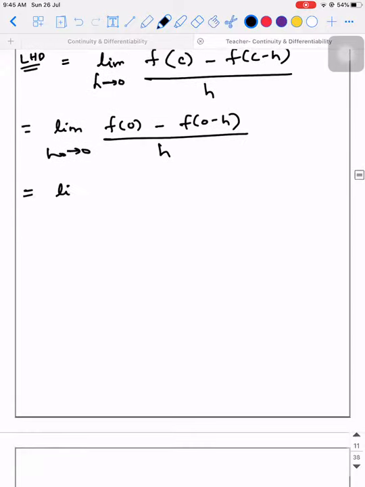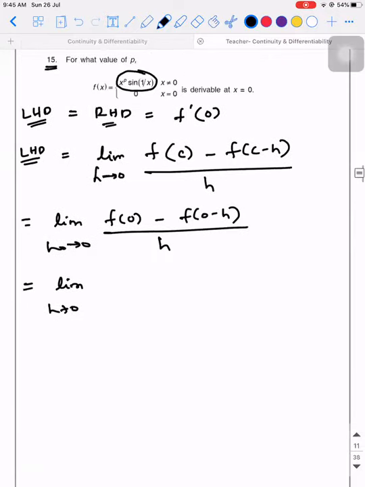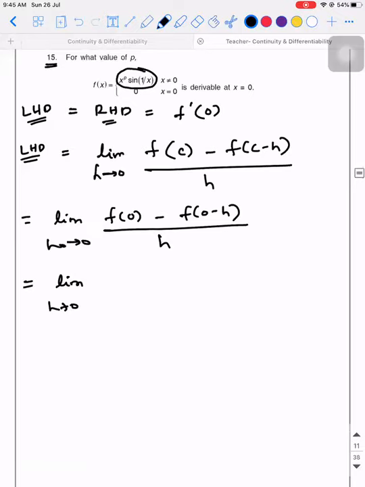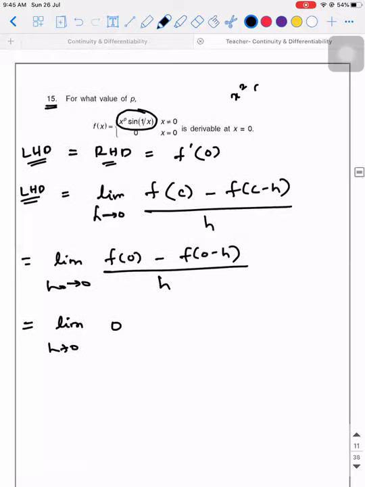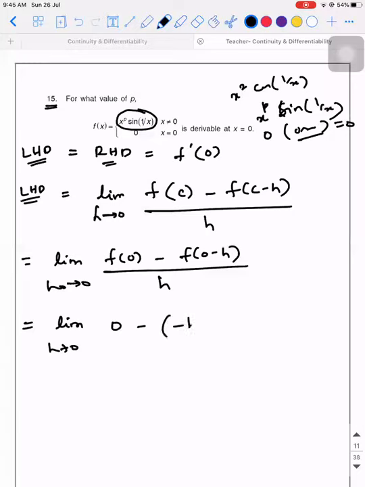So this will be limit h tends to 0. f of 0 is how much? 0. f of 0 is 0 because you would have got an idea by now. It's similar to the problem x square into cos 1 by x. Similarly, you have x power p into sine of 1 by x. f of 0 is 0 into some oscillating value between minus 1 and 1. That is why it is a 0. Minus of 0 minus h means, can I write it as minus h power p into sine of 1 divided by minus h?